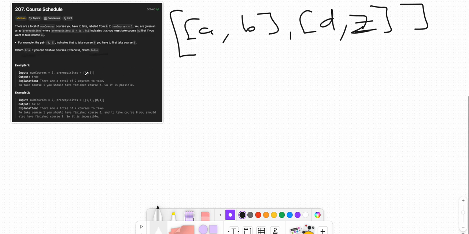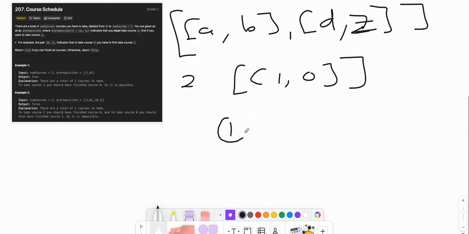Looking at an example, we are given two courses, course 1 and course 0. Before I can take my course 0, I have to take course 1. In the directed graph, taking course 1 means we are not able to take course 0.